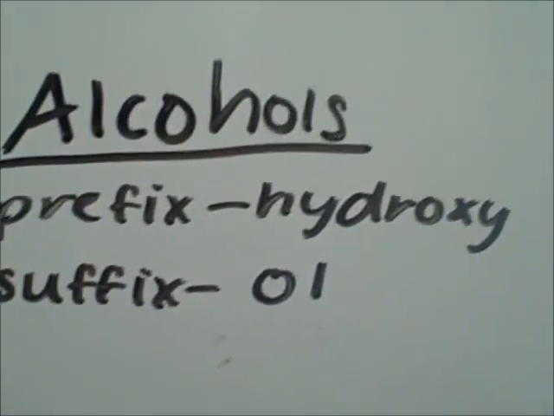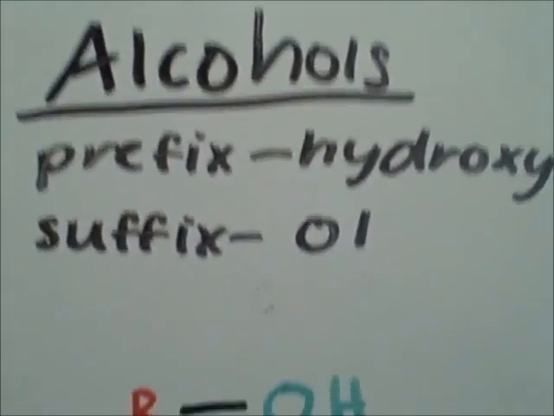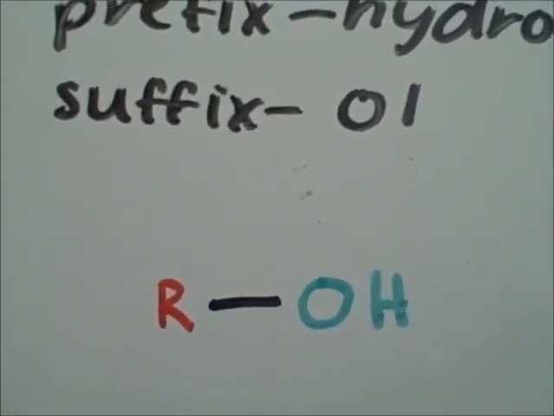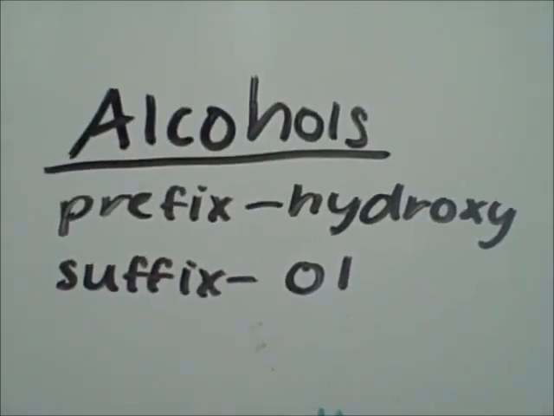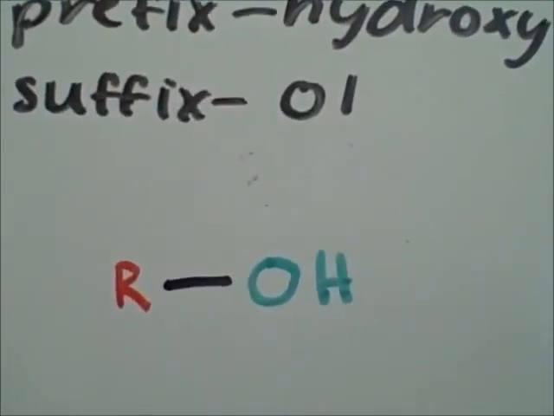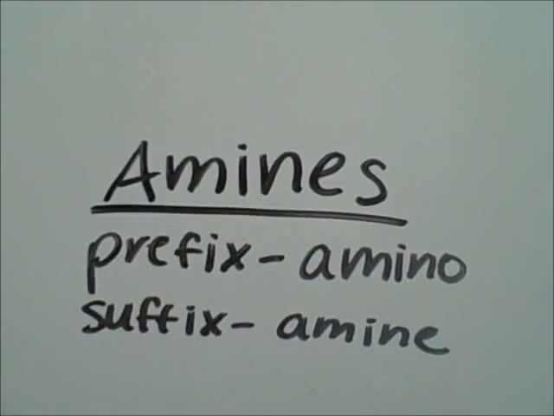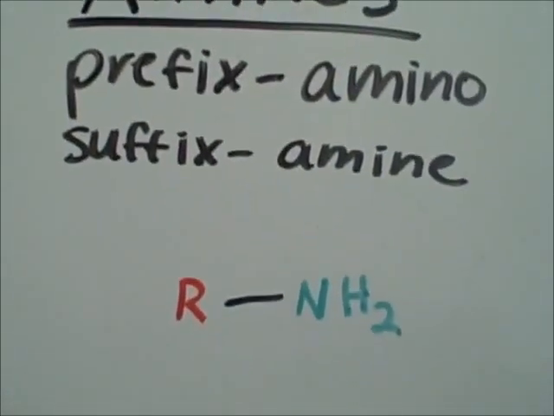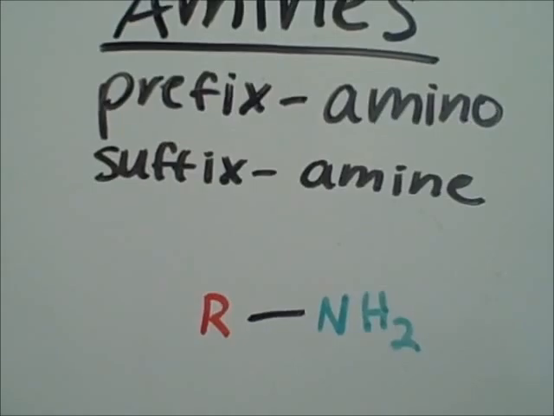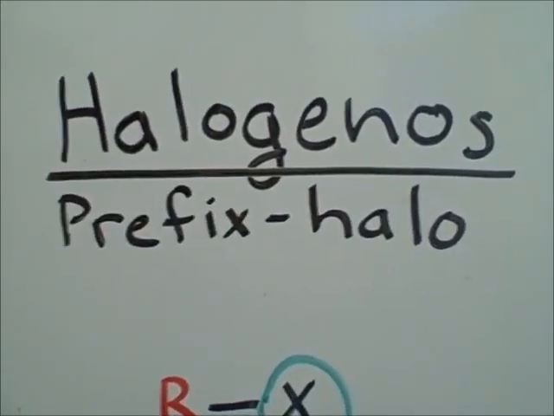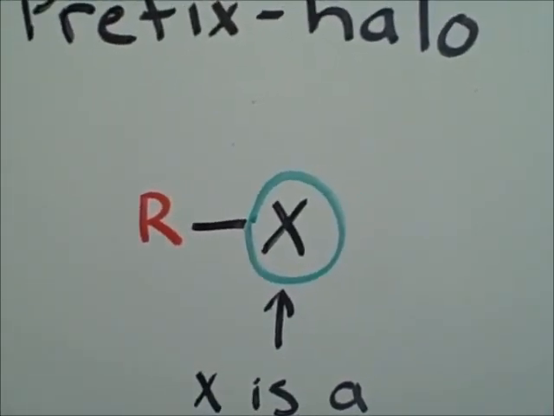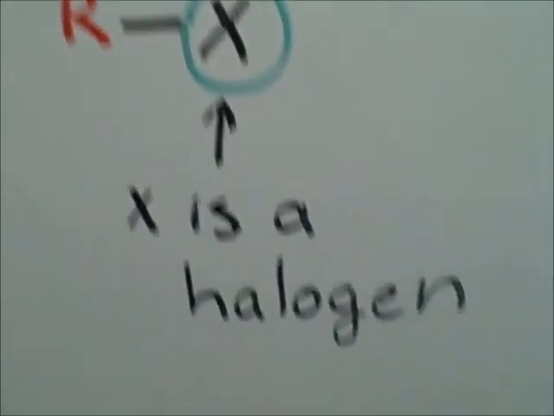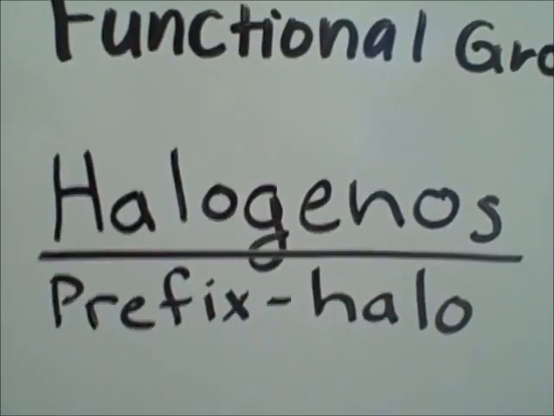For alcohols, you have the prefix hydroxy and the suffix -ol. It's where you have a carbon atom bonded to an OH. And this is the easiest functional group for me to remember because the OH just tells you every time that it's going to be an alcohol. For amines, the prefix is amino and the suffix is amine, where you have R, a carbon atom, bonded to NH2. For halogenos, the prefix is halo, and it's where R, a carbon atom, is single bonded to X, and X has to be a halogen, hence the name halogenos.